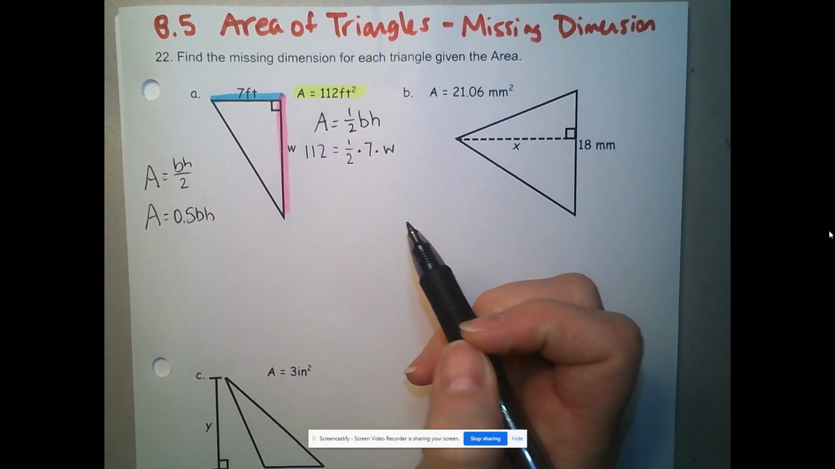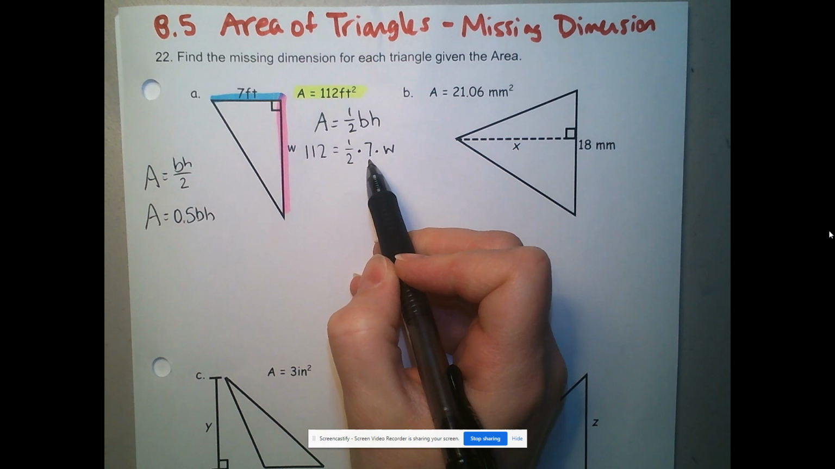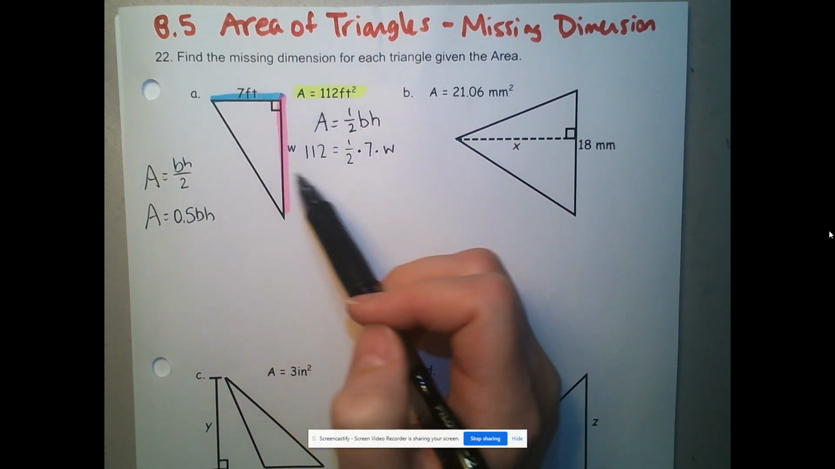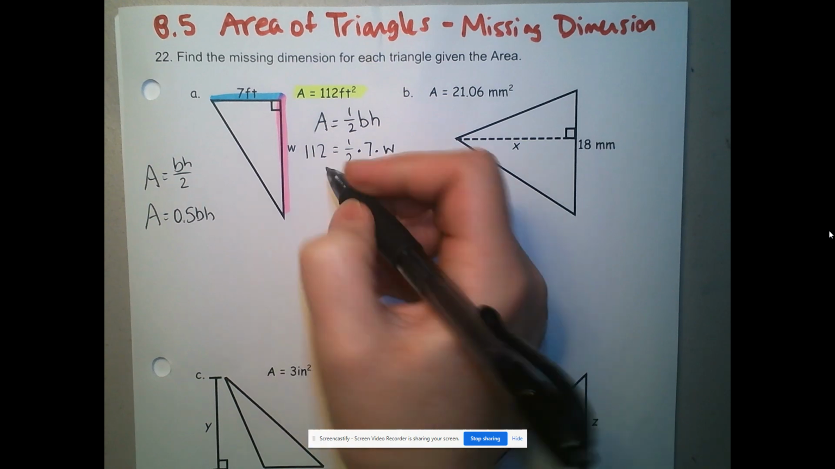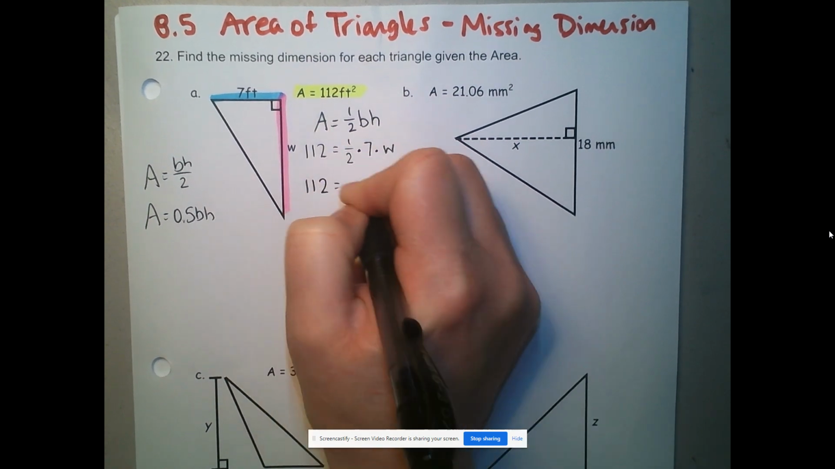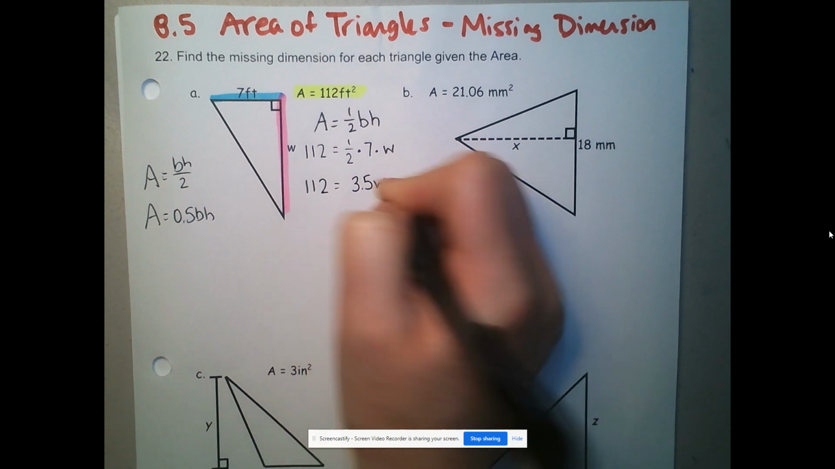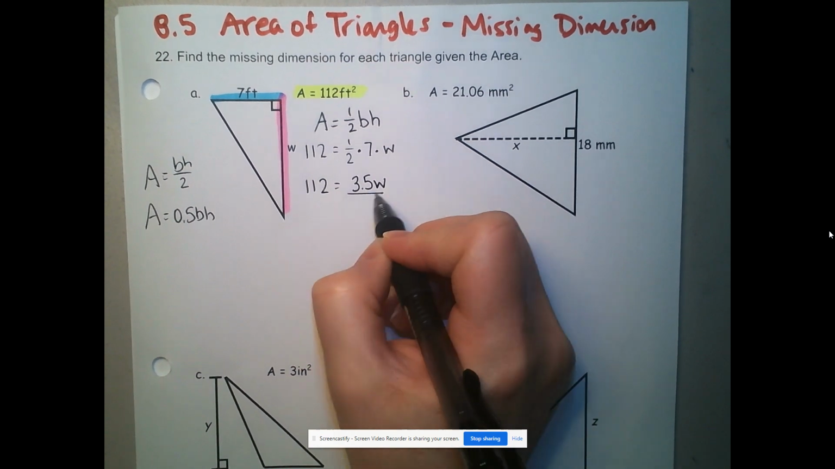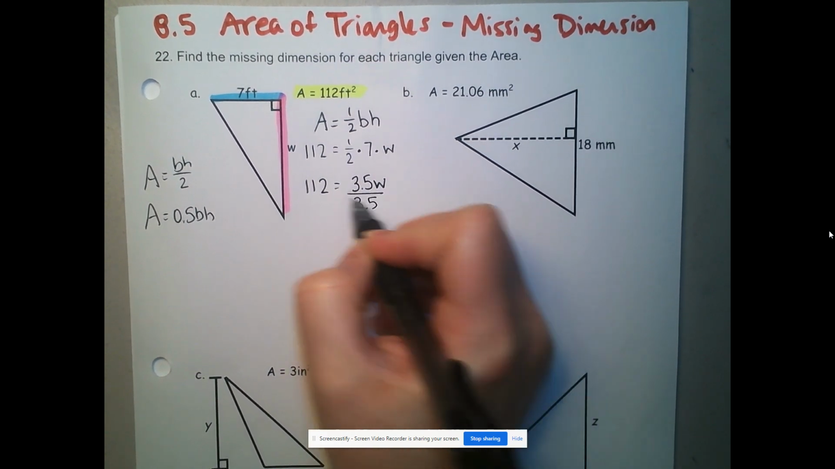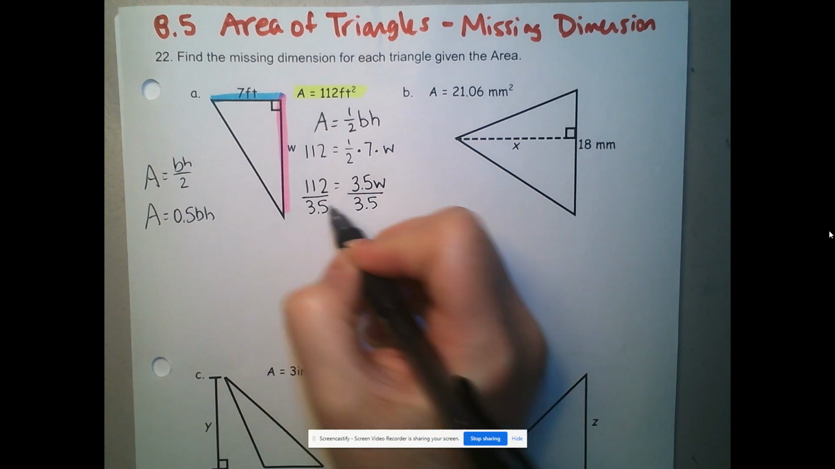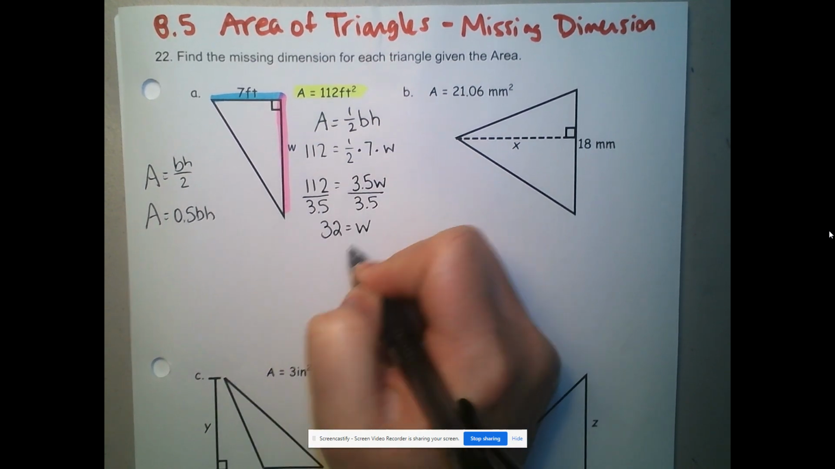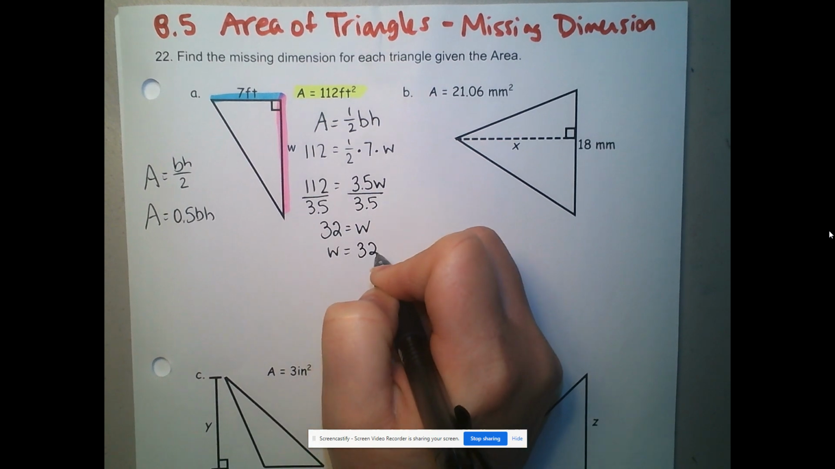So first, I would find 1/2 of 7. And you'll notice that the original problem didn't have any decimals or fractions, so you really have free choice on that. I would take 1/2 of 7, which is 3.5, or you could do 7/2 as an improper fraction. I like this one because now what I'm going to do, multiplication, I'm going to divide both sides by 3.5. 112 divided by 3.5 is pretty easy. It is 32 equals W, or W equals 32.